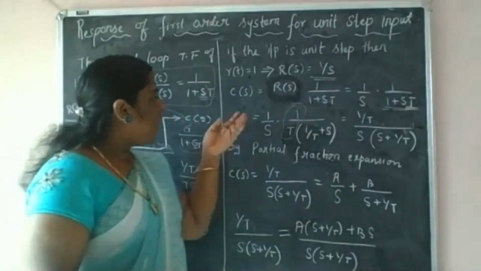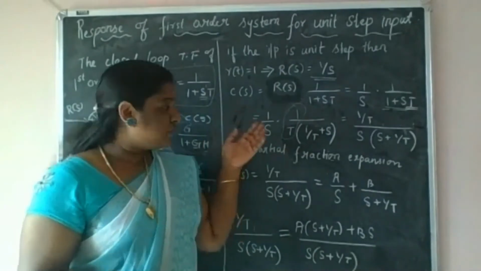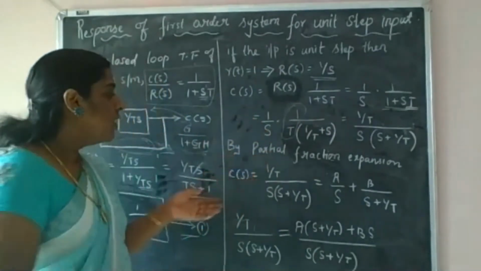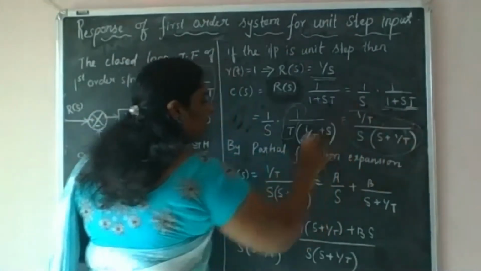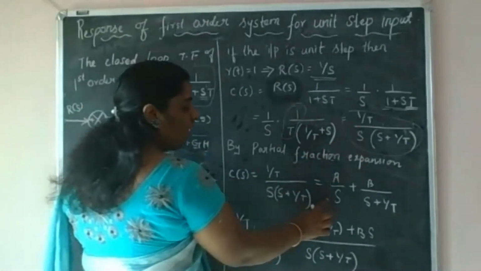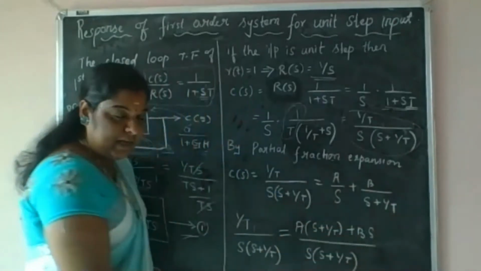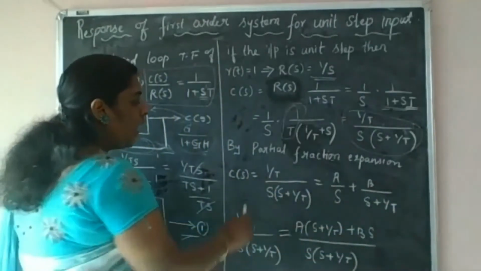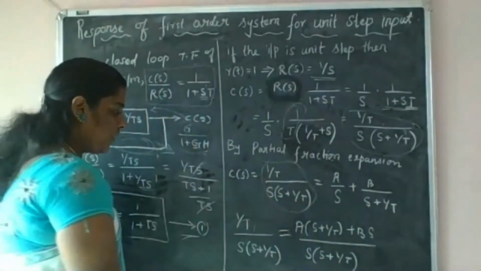For that, I am going to solve this term using the partial fraction method. We have learned this method in maths itself, right? So using the partial fraction method, C of S is equal to, writing this term again, A by S plus B divided by S plus 1 by t. Now I am going to find the partial fractions for this term, right?